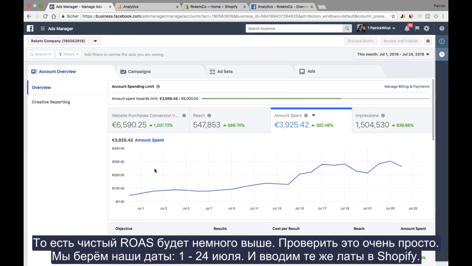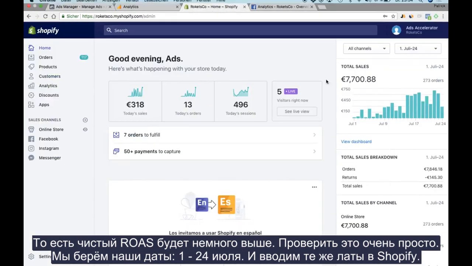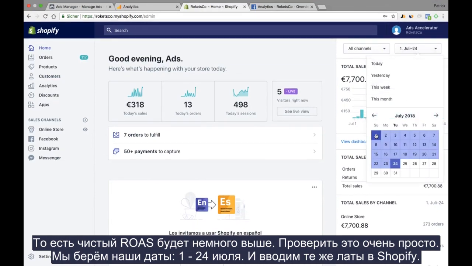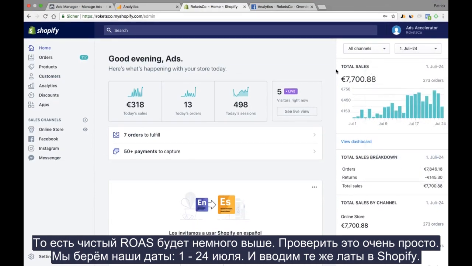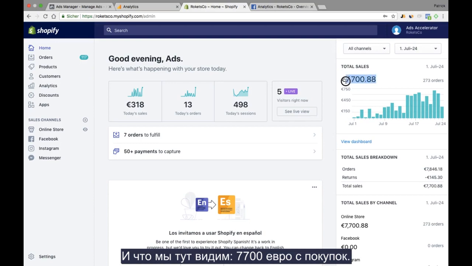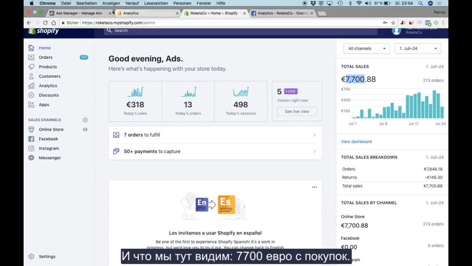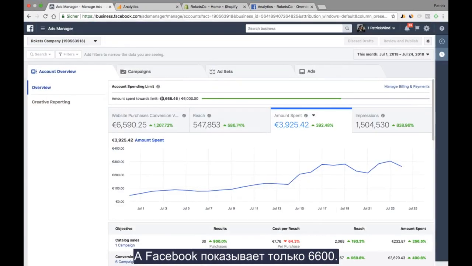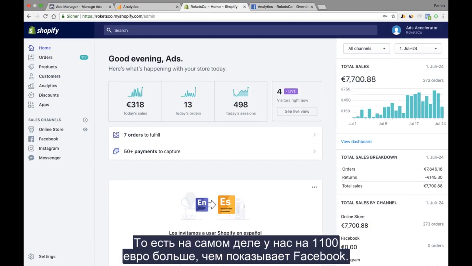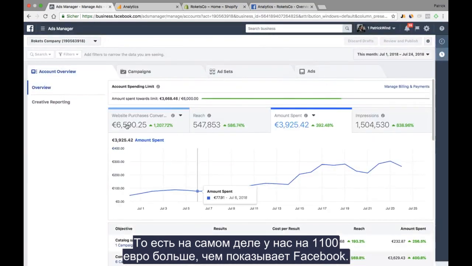And the way to double check it is very easy. We just have to see the same time span, so 1st of July till 24th, and do the same here in Shopify, so the 1st of July till the 24th, and see what's happening here. 7,700 euros in sales, and Facebook only says 6,600. Okay, so we have 1,100 euros more in reality than Facebook is actually reporting.